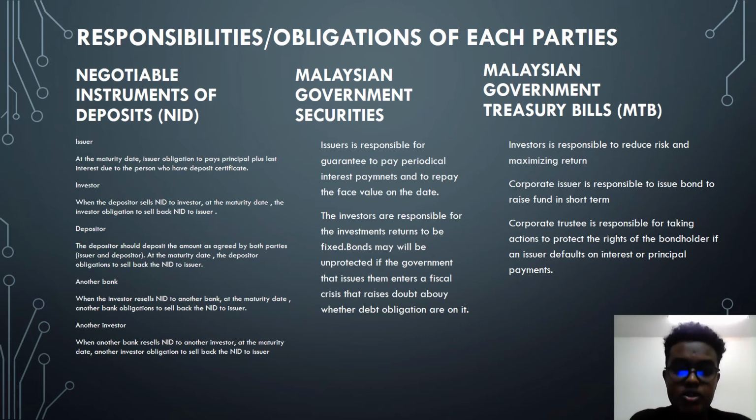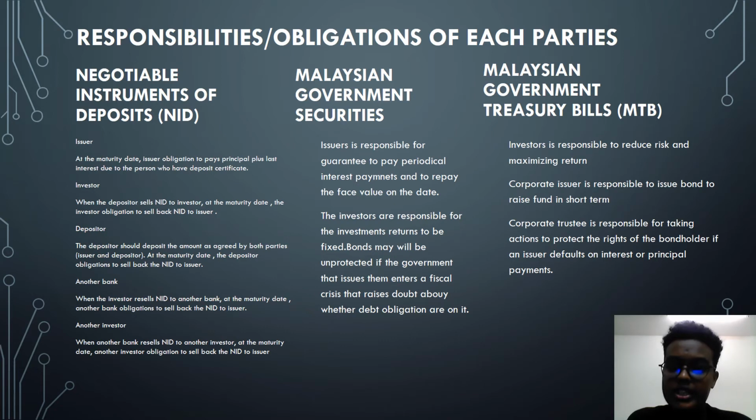About MGS, the issuer is responsible for guaranteeing to pay periodical interest payments and to repay the face value on the date. The investors are responsible for the investment returns to be fixed. Bonds will be unprotected if the government that issues them enters a fiscal crisis that raises debt concerns about whether debt obligations are met.